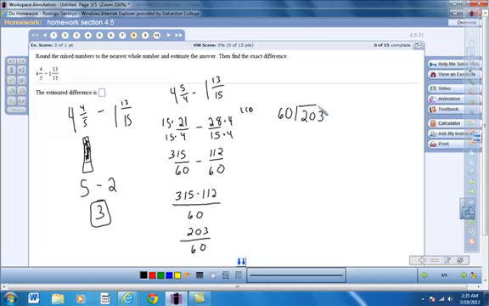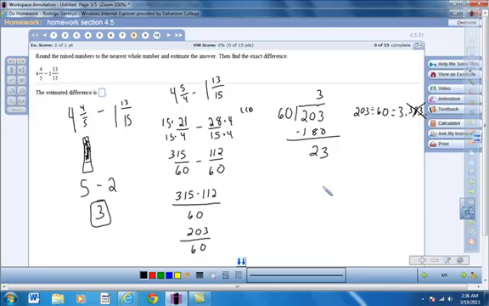And remember, I said when you have some big numbers that are going to be dividing, you could always use your calculator. And you divide your numerator by your denominator, and you see you get 3.383, and it keeps going. And just ignore the decimals and put your number in the front, this whole number in the front. 60 times 3 gives you 180. You subtract 180 from 203, and you get a solution of 23.